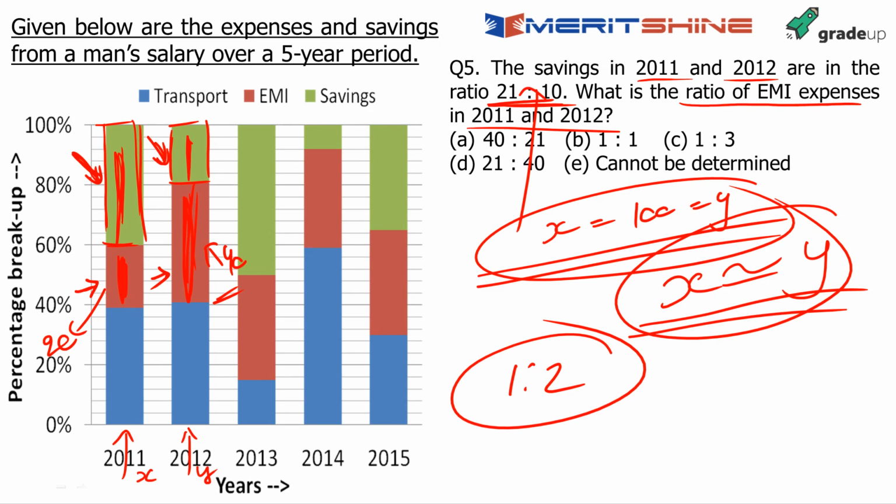1:2 के आसपास ऑप्शन देखो कौन सा है. Cannot be determined तो मेरा आंसर होगा नहीं. 40:21 not possible, 1:1 not possible, 1:3 not possible. The only possibility is 21:40. If you can understand this, even if I give you a slightly closer option like 21:25 or 21:27, you should not look at that. ये तो options में कुछ है ही नहीं.